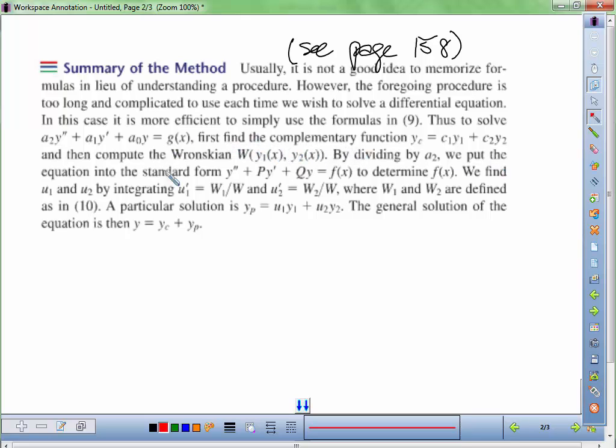First, find the complementary solution. Find the Wronskian. Divide by A2, putting the equation in the proper form. Find u1 and u2 by integrating. It's basically the same as this, except they just wrote it in a paragraph and I just wrote it line by line. So, same thing. Okay, let's do another one.